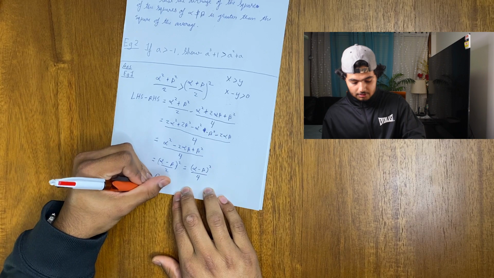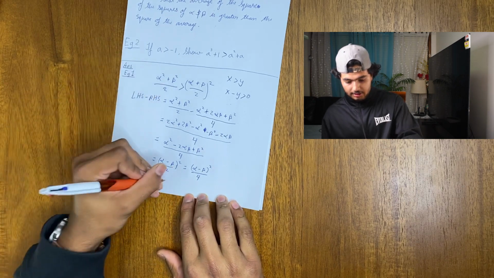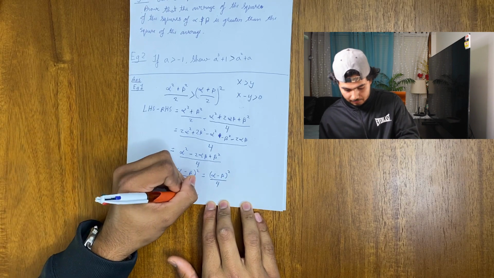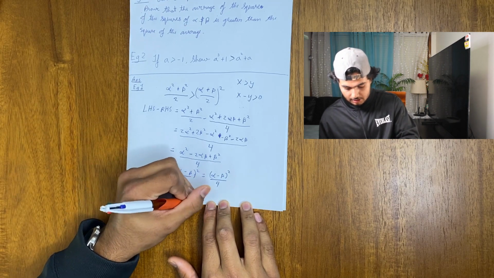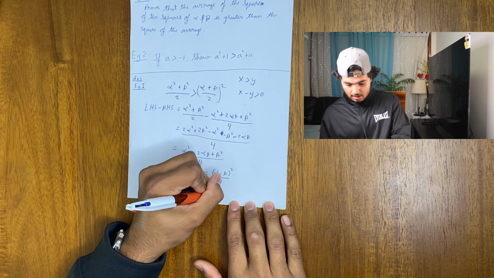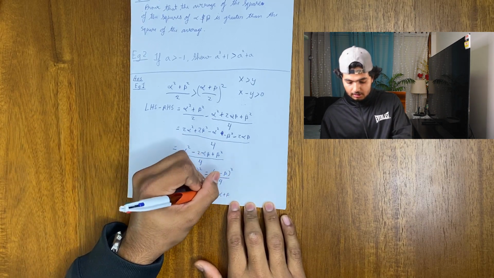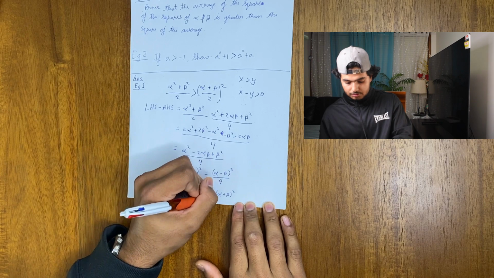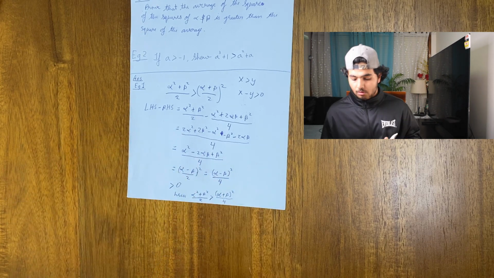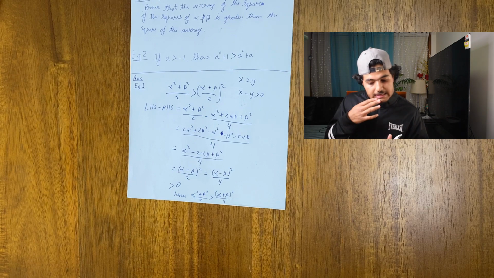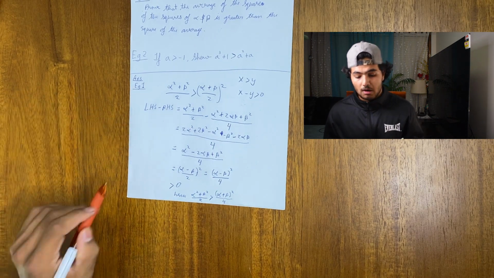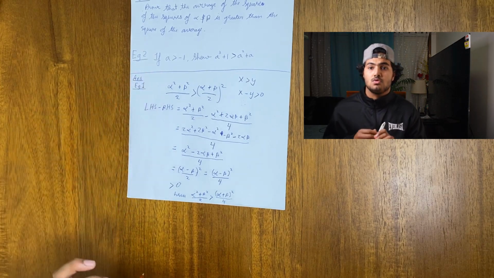Hence, this alpha squared plus beta squared all upon 2 is greater than alpha plus beta all squared all upon 4 in this case. So that is how you do example 1. Now we'll go on to EG2.